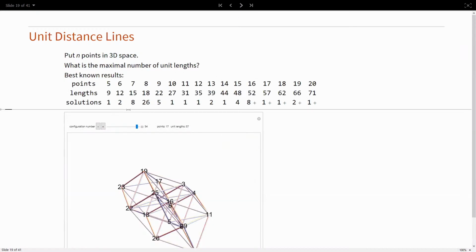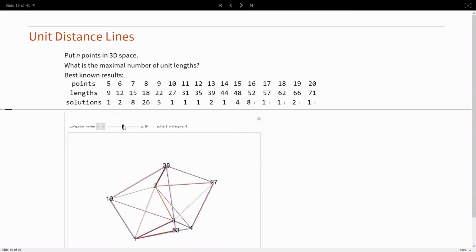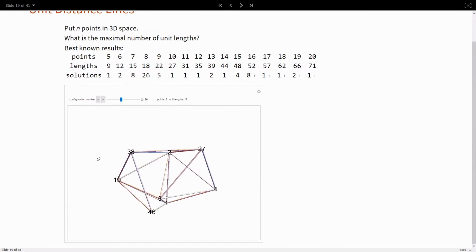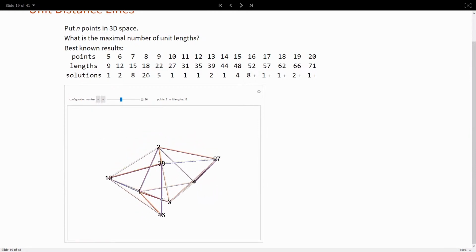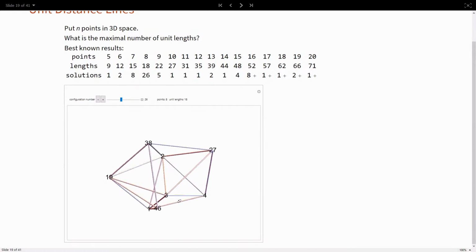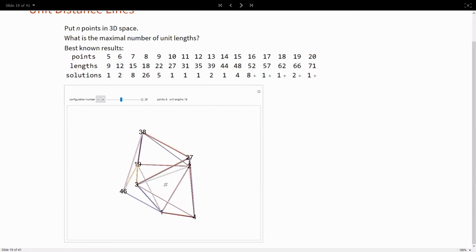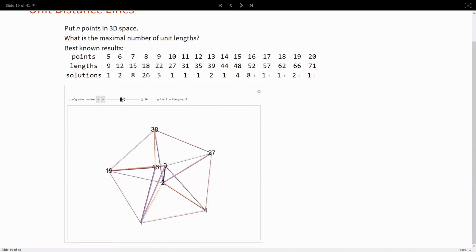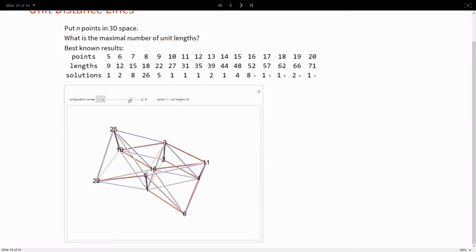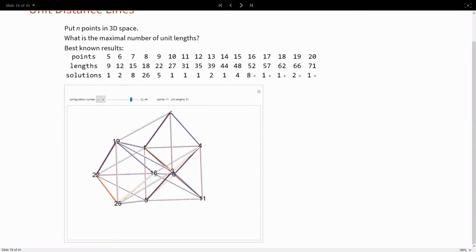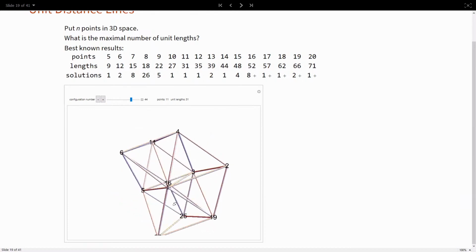One unsolved problem is you have endpoints. What is the maximal number of unit lengths that can be between the points? So here's one of the ways of arranging 8 points to get 18 unit lines. And this is an unsolved problem. We don't even know whether any of the results past, say, 16 are actually true or not. There might be other solutions that we've missed. So anybody who would like to work on a problem, this is one that's unsolved at the moment.